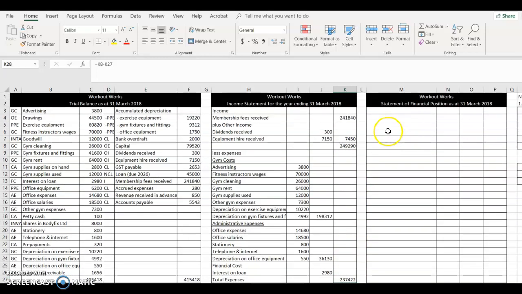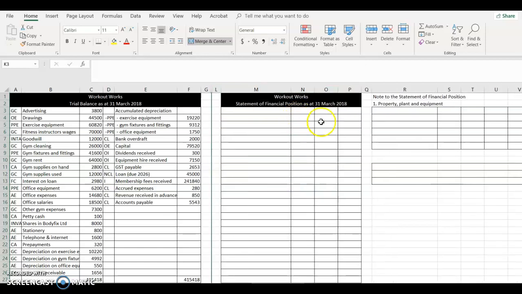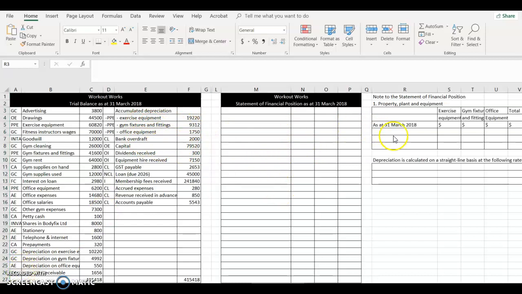Now we work on the balance sheet. When we do the balance sheet, I'm just going to hide this because we won't need this till the end. Right. So we're going to do the note to the statement first, and then we're going to do this part here, which is the financial statement after that. You'll see they've already given us some things in the assessment. That's the titles here, which is quite nice of them. So what we need to do is this part first.